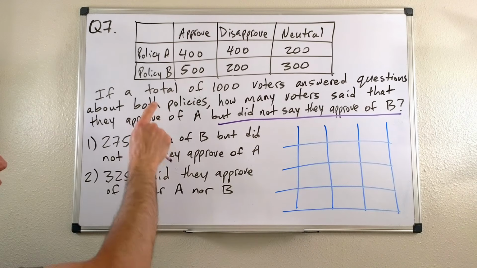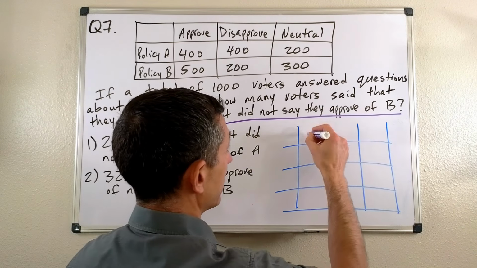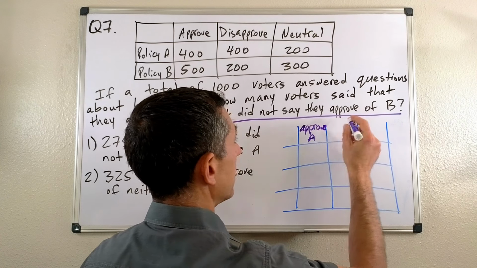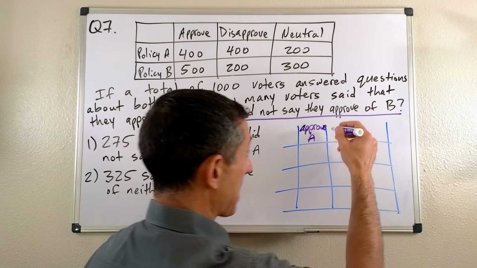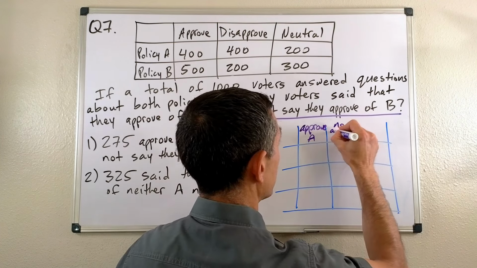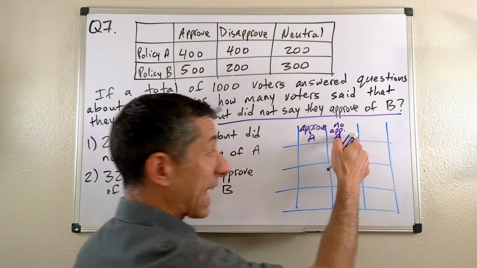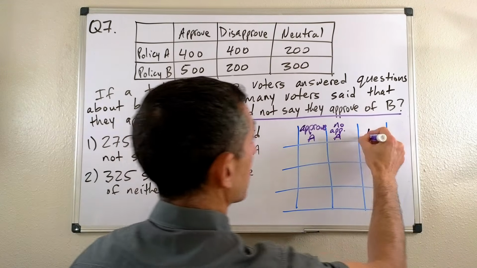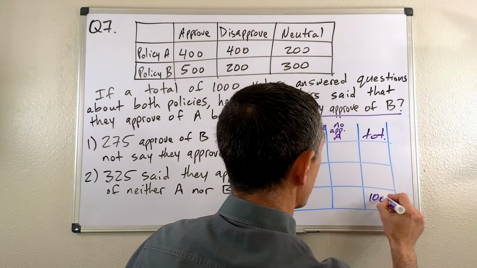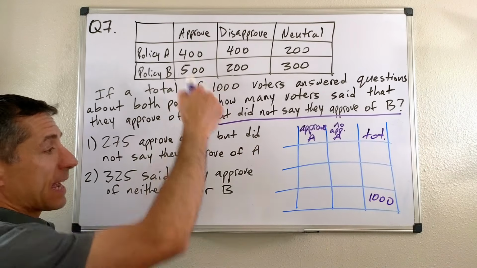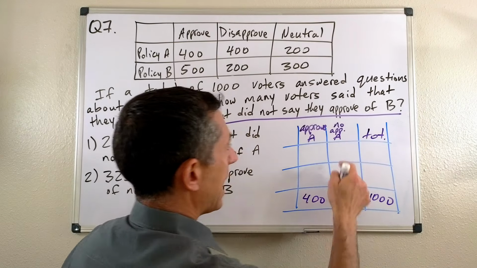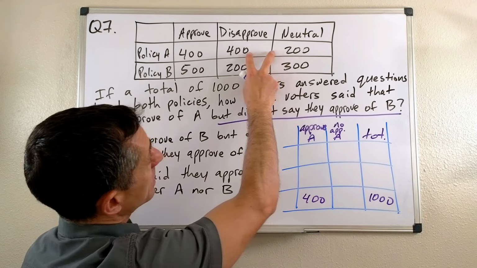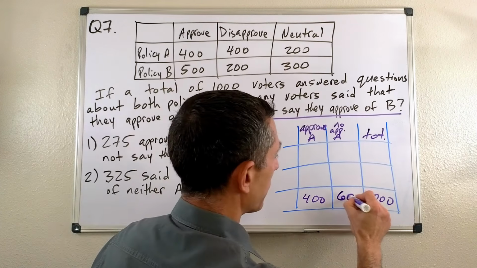With that in mind, we can start to shoehorn it back into our nice little grid. So for policy A, you've got approve of A and didn't say you approved of A, so no approval of A. And again, that could be either disapproval or neutral. We know we've got 1,000 voters here. How many approved of A? That's going to be 400. How many did not say they approved of A? It's going to be 600, so the disapprove plus the neutral.